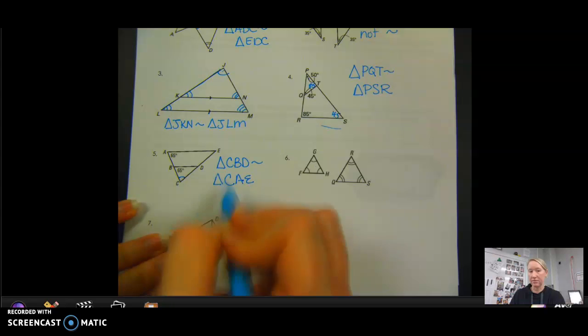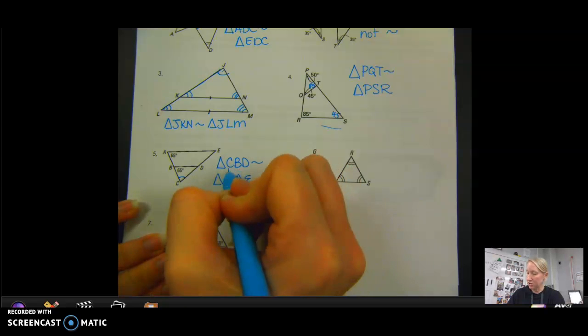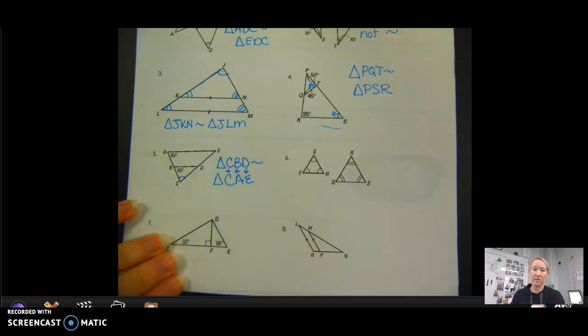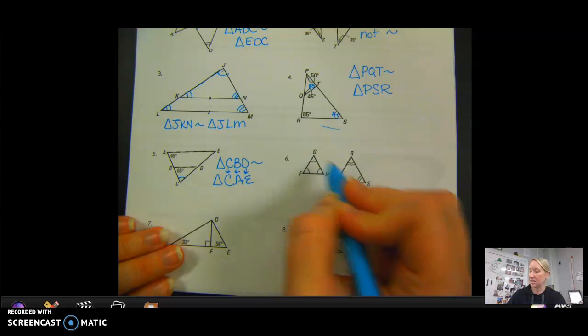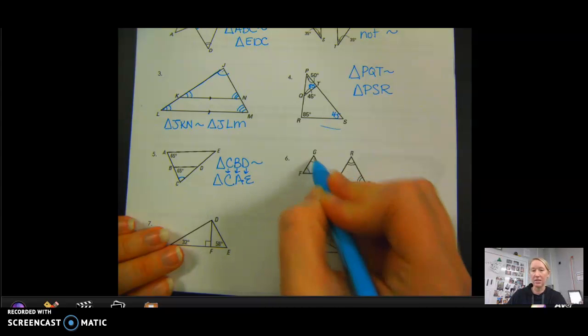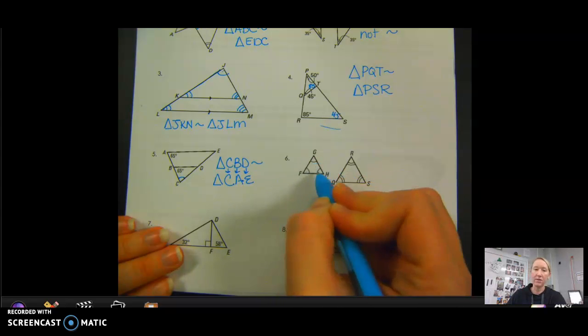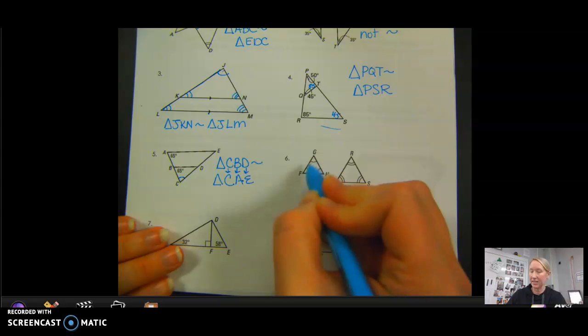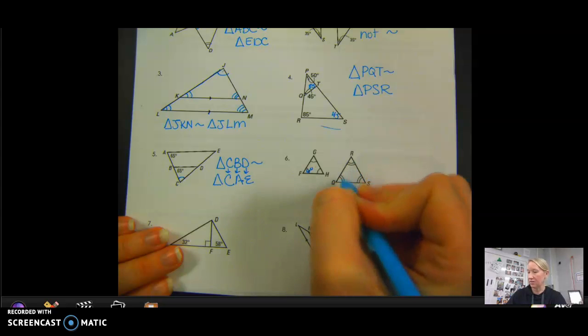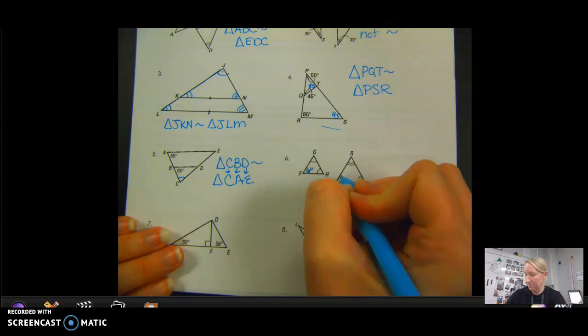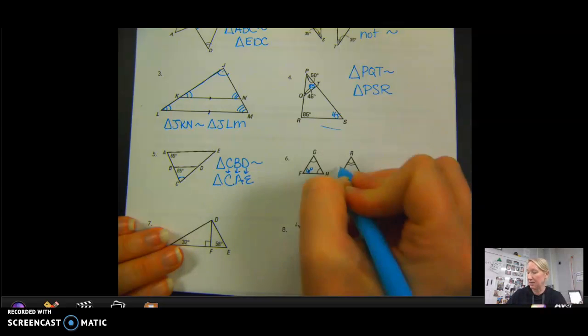If you did these in a different order than me, that is fine. Just make sure that these letters match up, that D goes with E, B with A, and C with C. This one, if I look here, these do not have the same markings, but what this is saying is all three of these angles are congruent. Well, if all three angles are congruent and we have 180 degrees, that would mean 60 degrees for each angle. Same thing here. All three angles are congruent to one another. They have to take 180 divided by 3, 60 degrees. So they actually end up being similar.